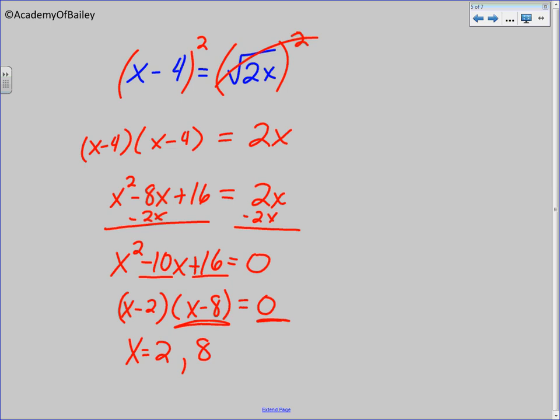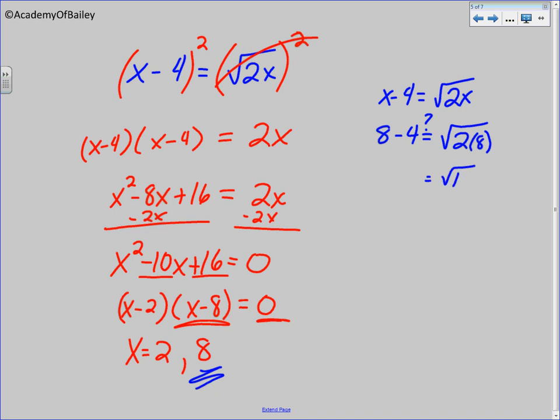So now, this is the part where you have to plug in those numbers and check them in the original equation that we started off with, which was x minus 4 is equal to the square root of 2x. So let's plug 8 in there. 8 minus 4, is it equal to the square root of 2 times 8? 2 times 8 is 16. 8 minus 4 is 4. So does 4 equal 4? Yes, it does. So we know 8 is the solution.